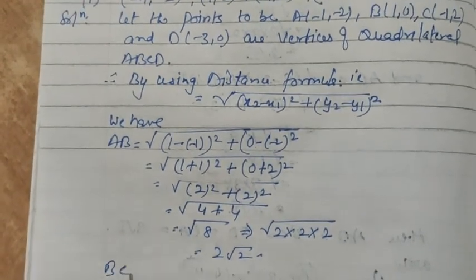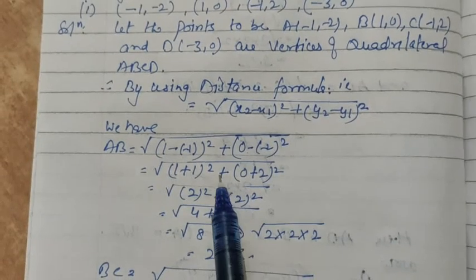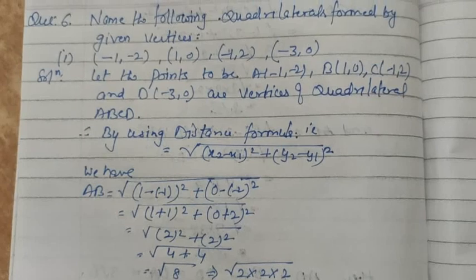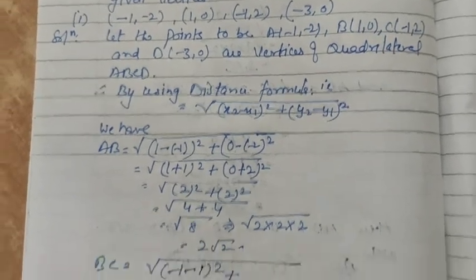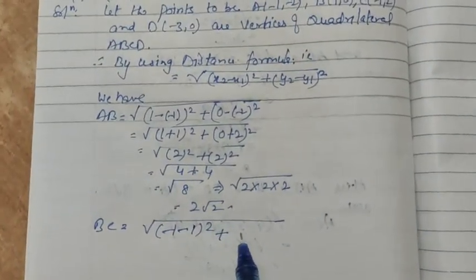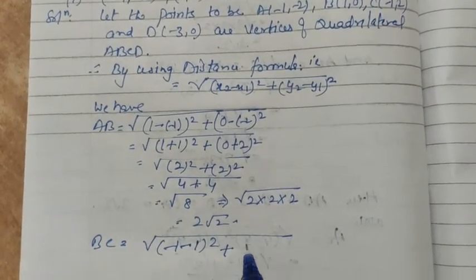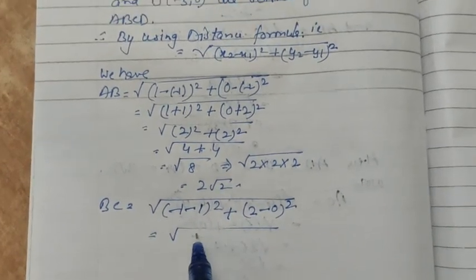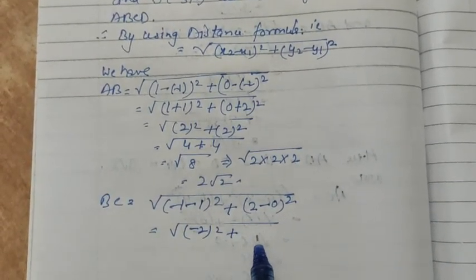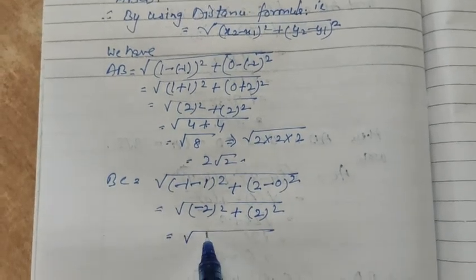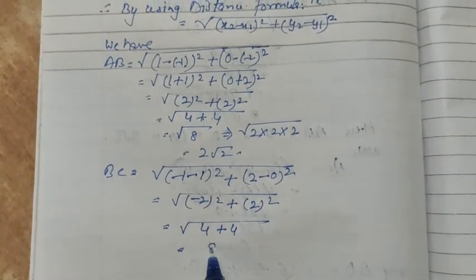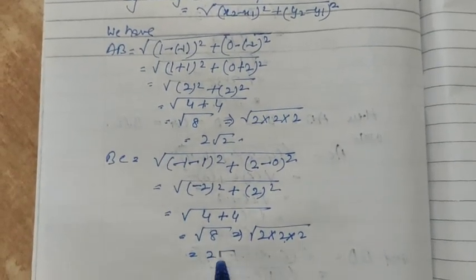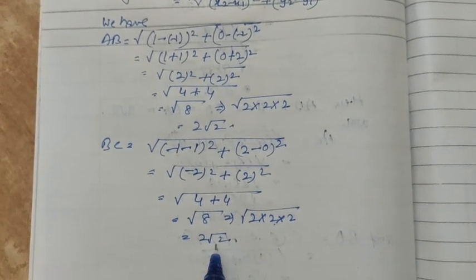So next, BC. Now find the BC. So BC will be, for C, (x3 minus x2), that is (minus 1 minus 1) whole square, plus (y3 minus y2), that is (2 minus 0) square. So this will be minus 2 square plus 2 square. So this will be 4 plus 4, and this will be 8, and under root 8 can be written as 2 into 2 into 2, and so we can write it as 2 root 2 units. So BC is also 2 root 2.